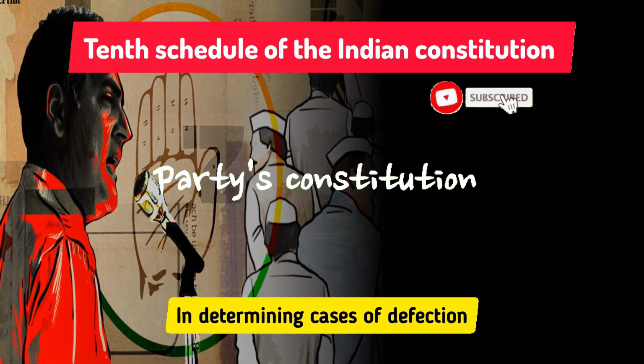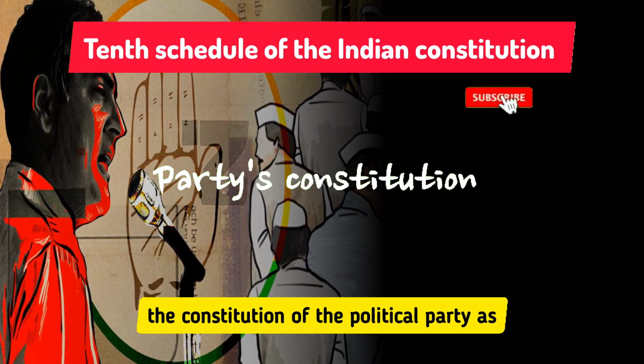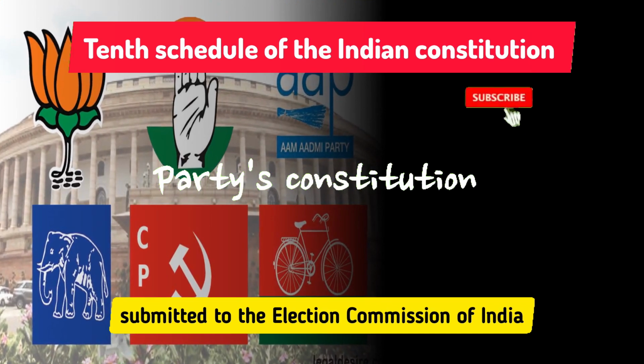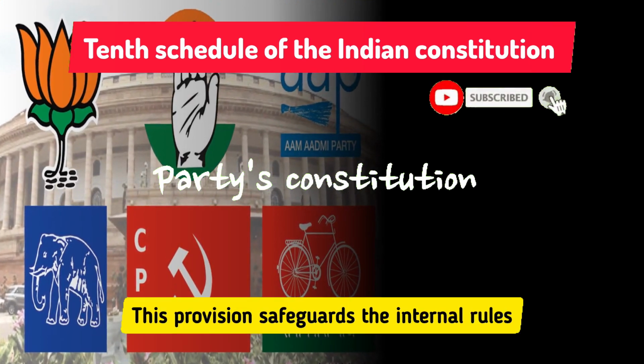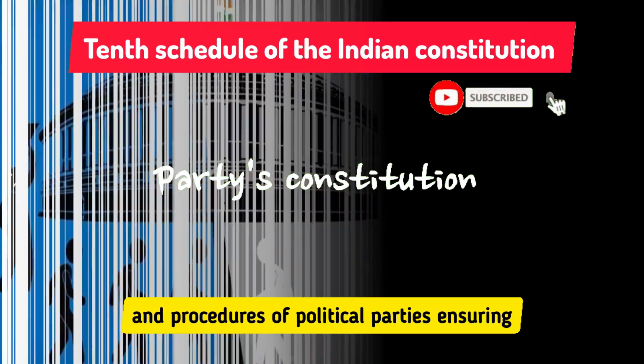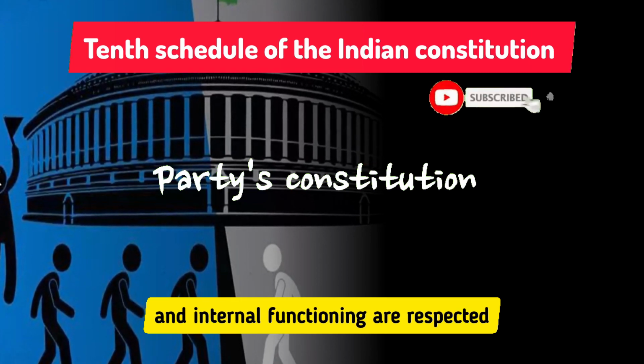In determining cases of defection, the Speaker is required to take into account the constitution of the political party as submitted to the Election Commission of India. This provision safeguards the internal rules and procedures of political parties, ensuring that their autonomy and internal functioning are respected.